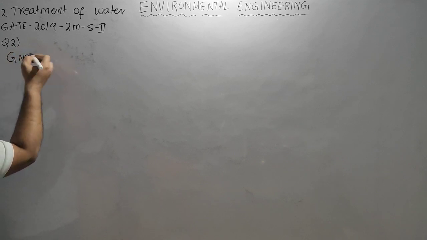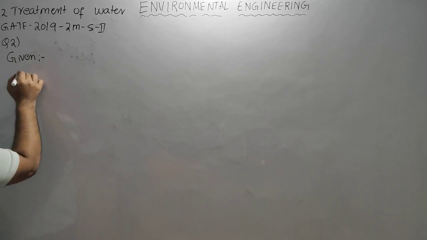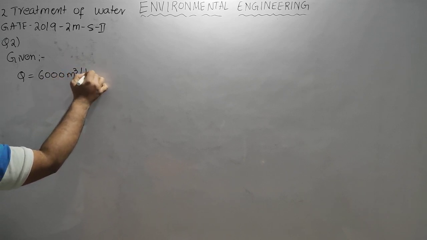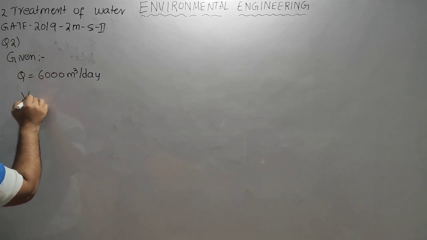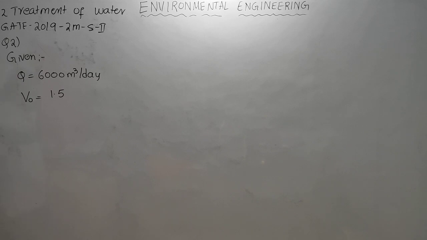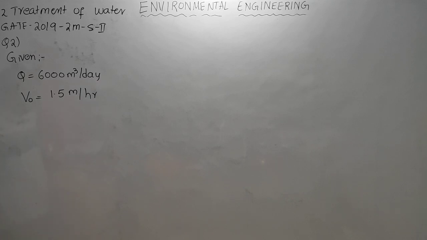So the given data is the quantity which we are treating per day, that is 6000 meter cube per day. Now, discrete particle settling means it is type 1 settling. A column test indicates an overflow rate, that is V0, which was given as 1.5 meter per hour. So this is V0.